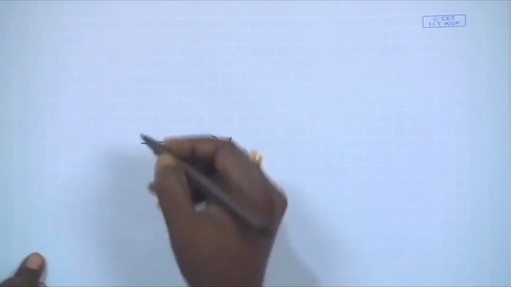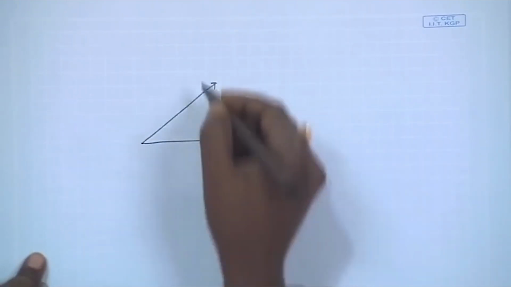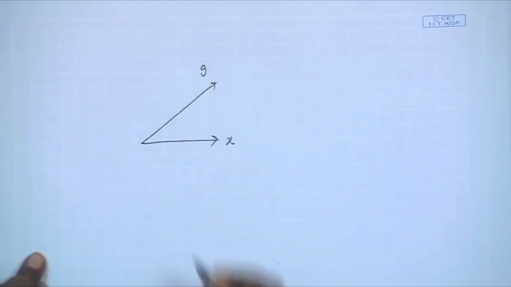Now what I will try to do is something new. Suppose I have a vector x which is a known vector, let us say this vector I know already. Now I have another vector G which I want to represent with respect to vector x. This is just a representation. So I have an arbitrary vector, and I am trying to find the best representation that I can do. I want to represent this vector G with respect to this vector x. What will be my representation?